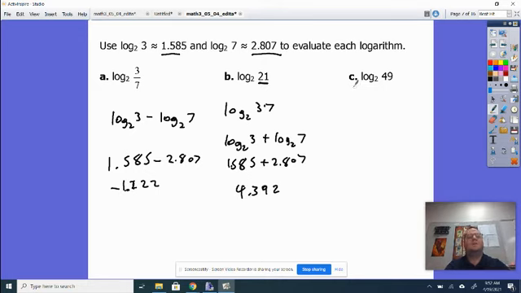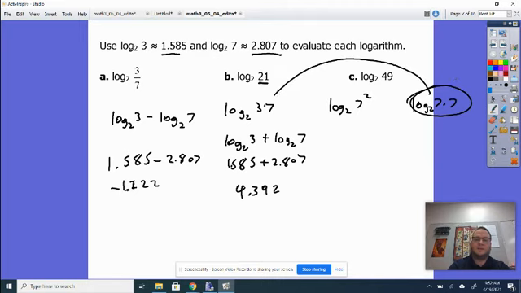Okay. Now for this one, I've got two choices. I could say log base 2 of 7 squared, or I could say log base 2 of 7 times 7. Okay, this one on the right would be done exactly like this one. Okay, but let's do one that's a little different. So I'd say 2 log base 2 of 7, so I can always bring that out front, right? We can move this down and vice versa.